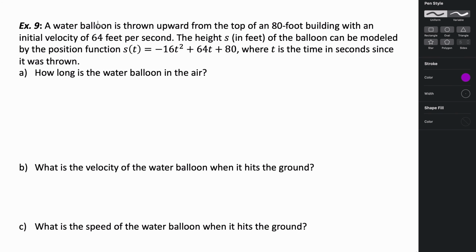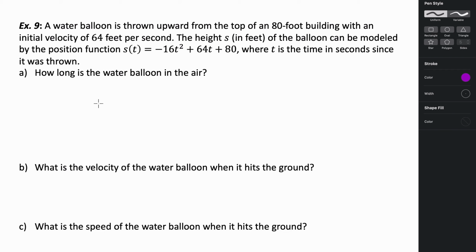In this example, we have a water balloon that is thrown upward from the top of an 80-foot building with an initial velocity of 64 feet per second. If the height s in feet of the balloon can be modeled by this position function, where t represents the time in seconds after it was thrown, we want to know how long is the water balloon in the air, what is the velocity of the water balloon when it hits the ground, and what is the speed of the water balloon when it hits the ground.